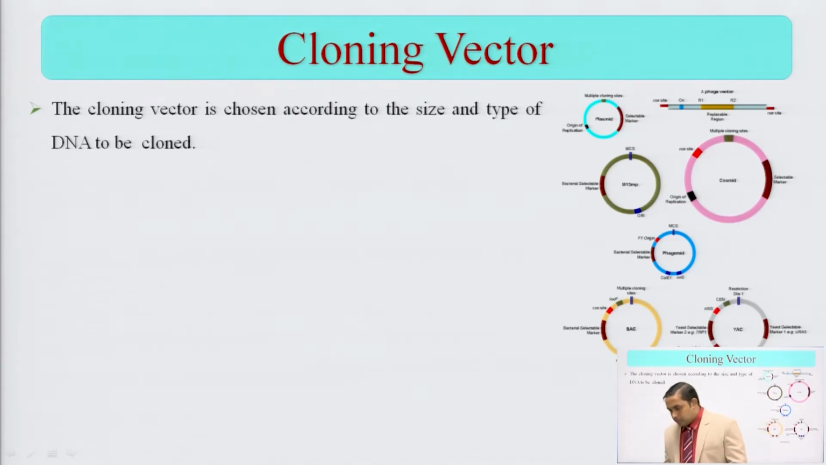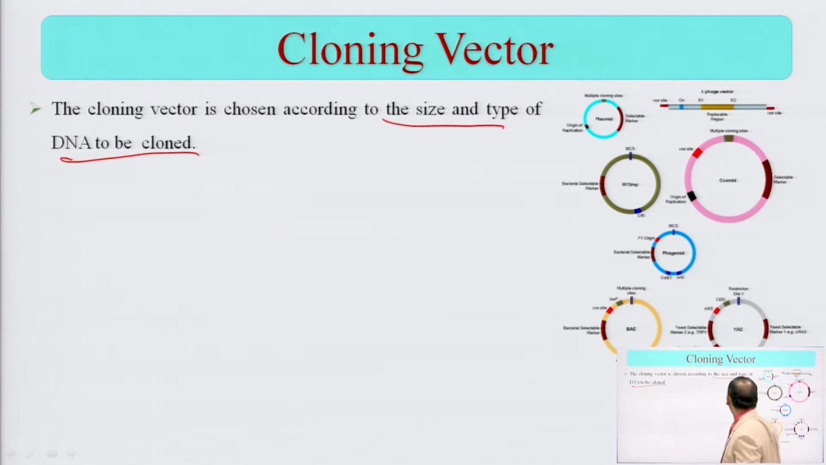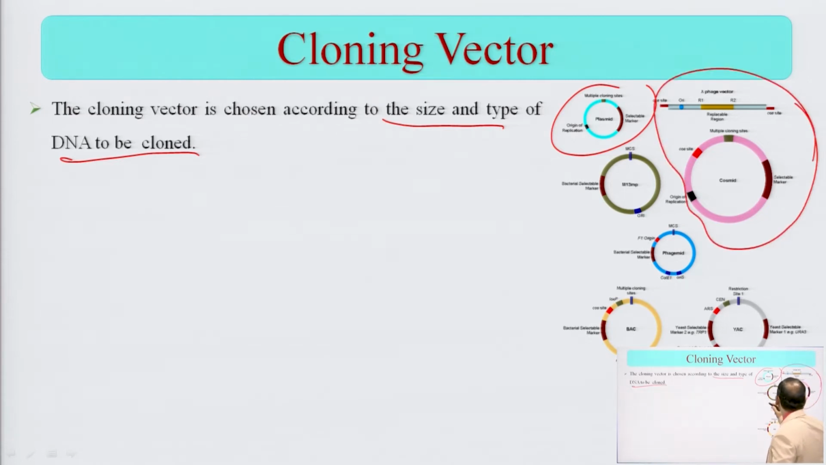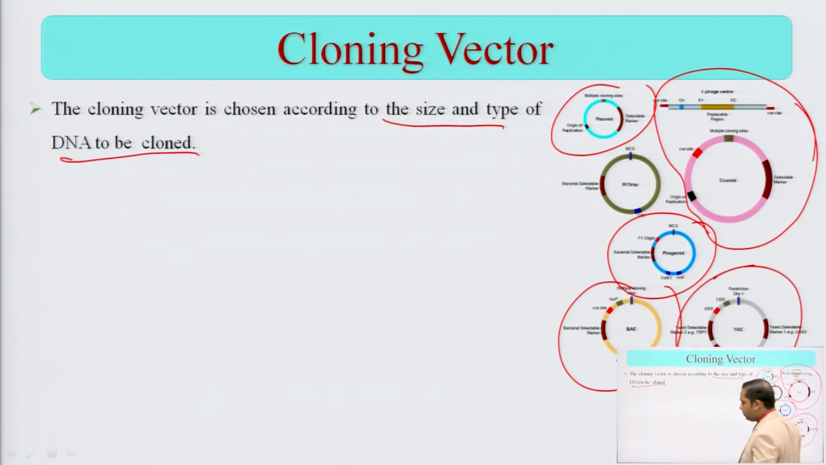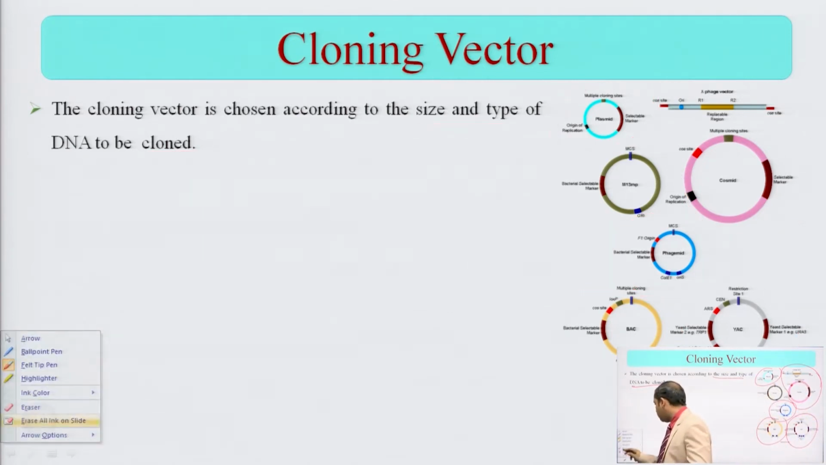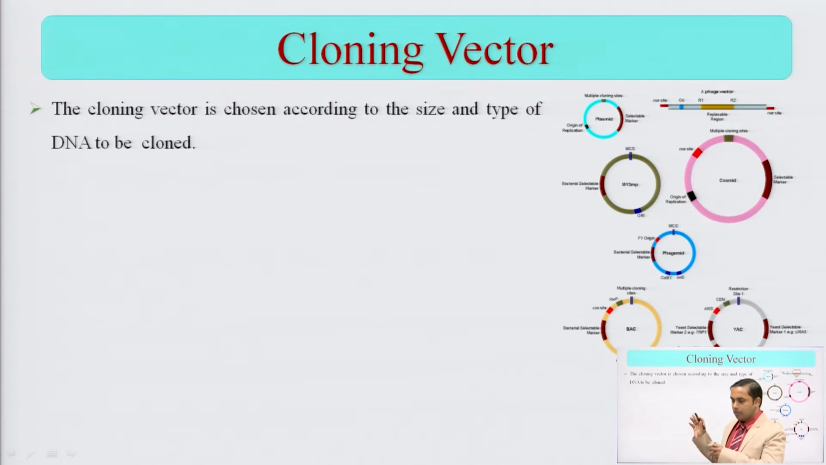Then, the cloning vector is chosen according to the size and types of the DNA that will be cloned. You can see here various examples of cloning vectors I am giving. Okay. I am going to tell you more about these things. Every time you see these kinds of round shape pictures, these are nothing but some vector. In one part of the vector, for example this side, we are going to insert our particular gene of interest, our DNA fragment.